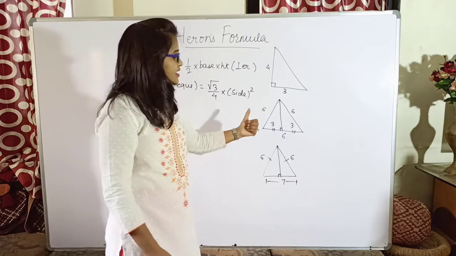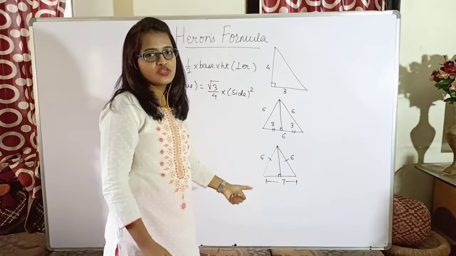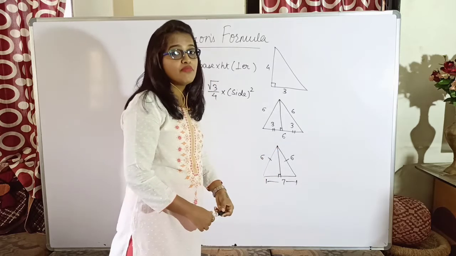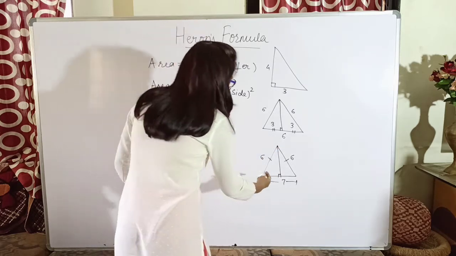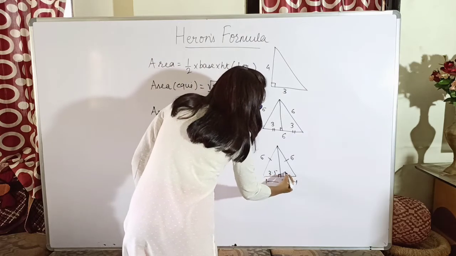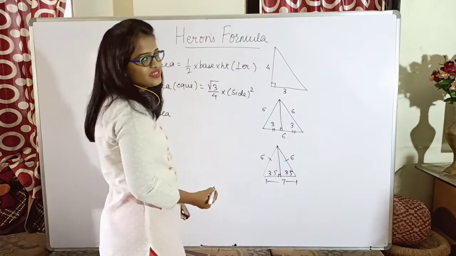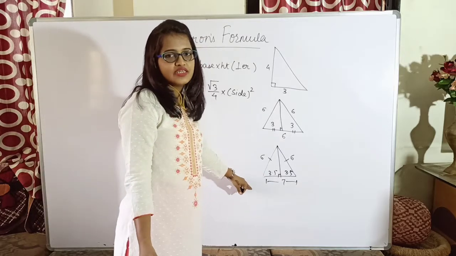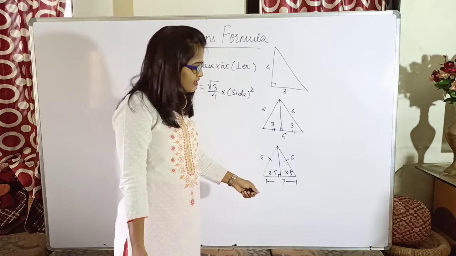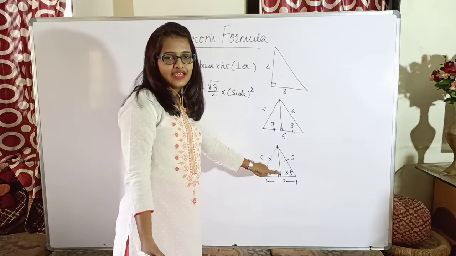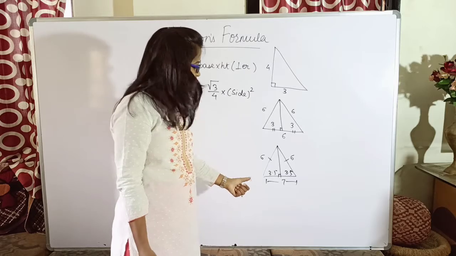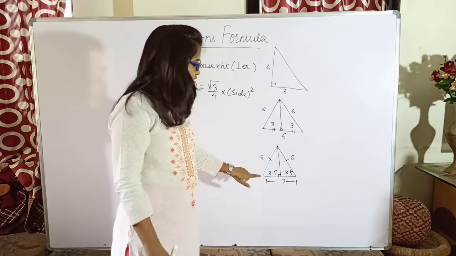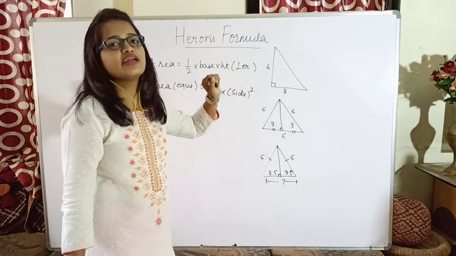Yes. Just like an equilateral triangle, in case of an isosceles triangle also, the perpendicular drawn from the vertex on the base bisects the base. It means this length will be 3.5 whereas this length will be 3.5. The same property is also applicable in case of an isosceles triangle. So again, considering any one triangle and applying the Pythagoras theorem, I can find the perpendicular height.